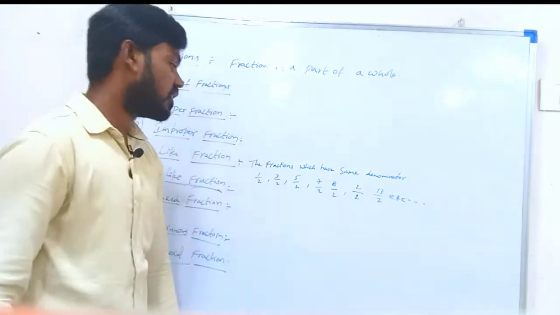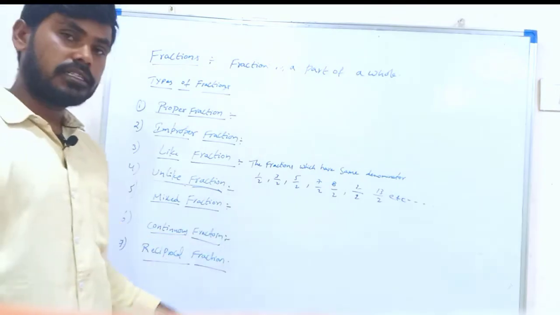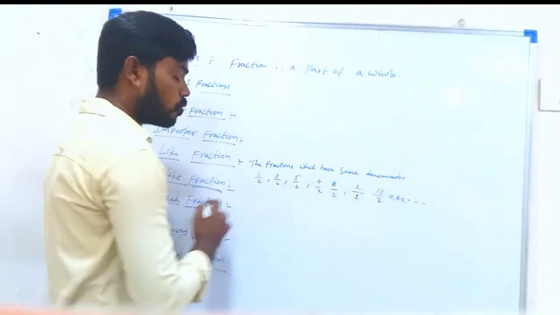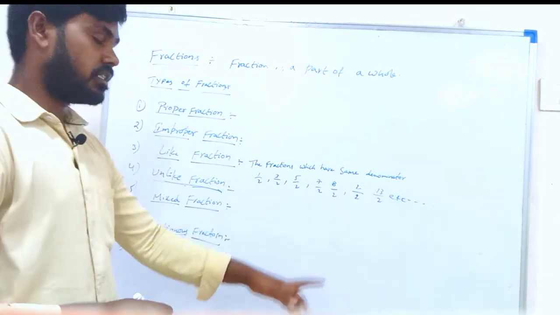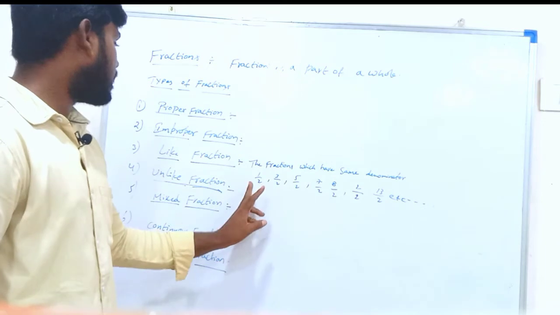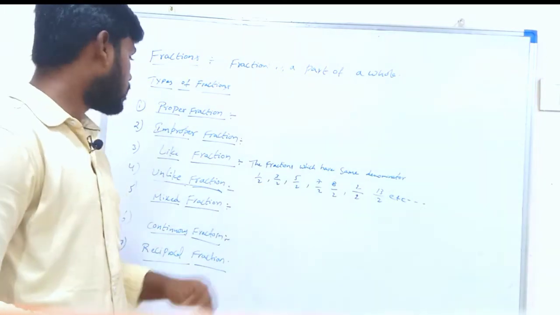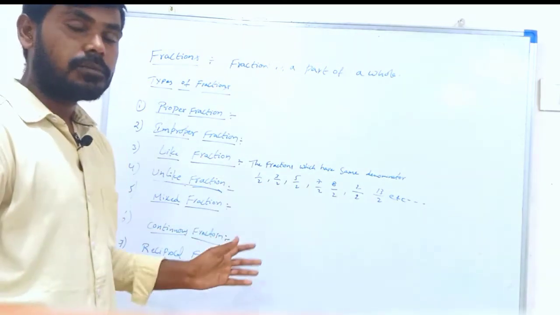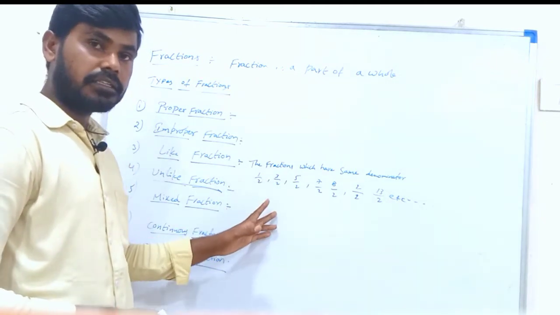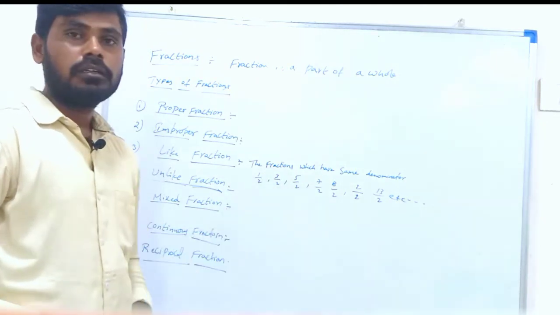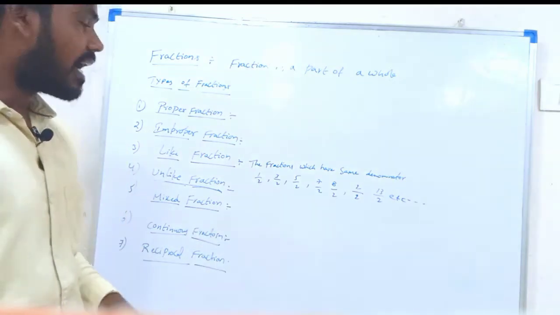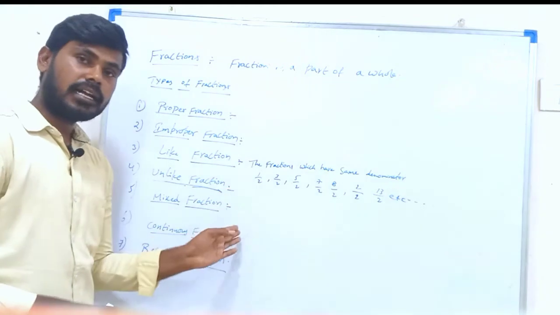If you observe these fractions, in all of them the denominator is 2. Means same denominator, and the numerator is changing. Such kind of fractions are known as like fractions. So what does it mean by like fraction? The fractions which have same denominator are called like fractions. Next one, unlike fractions. Here like, and here unlike.